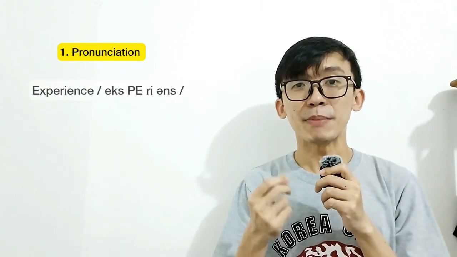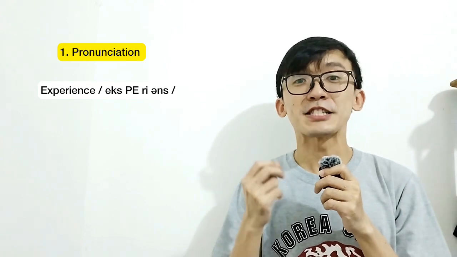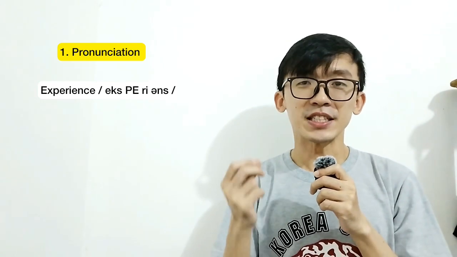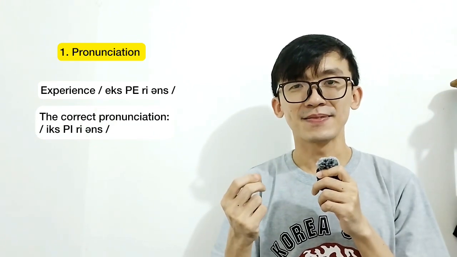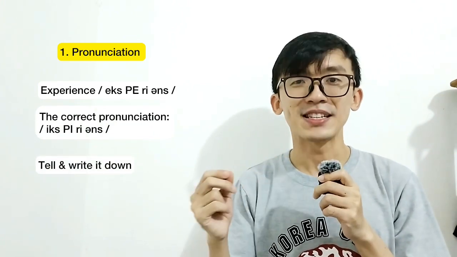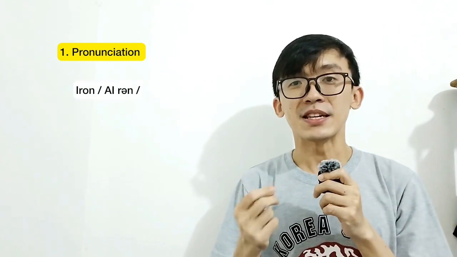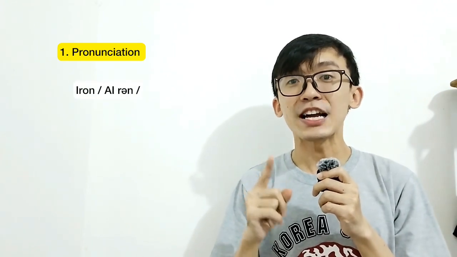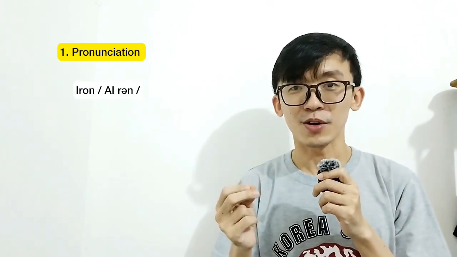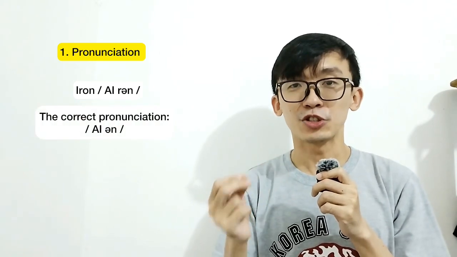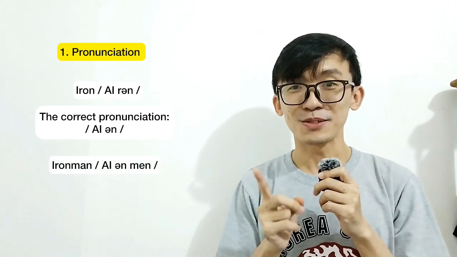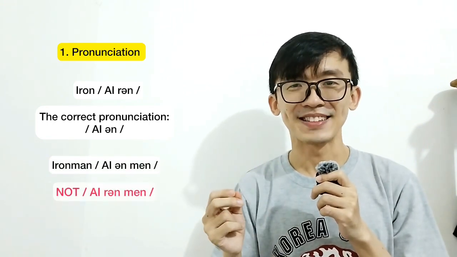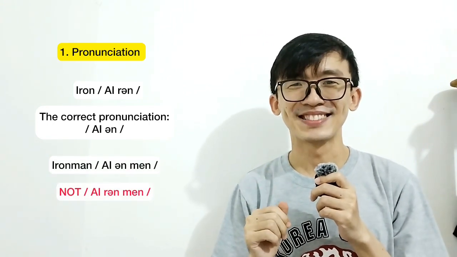So, for example, they might pronounce this word as experience. Give them correction and tell them that the pronunciation is experience. And not only tell them, write it down. Or maybe they might pronounce this word as iron. Tell them that it's wrong. And give them the right pronunciation, which is iron. That's why this word is called Iron Man, not Iron Man.